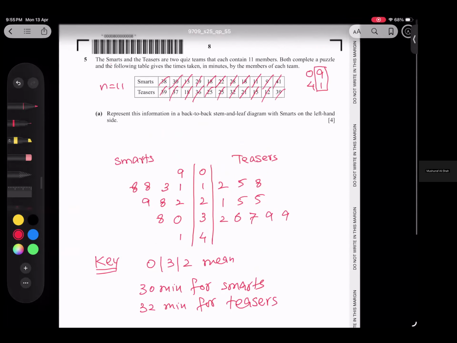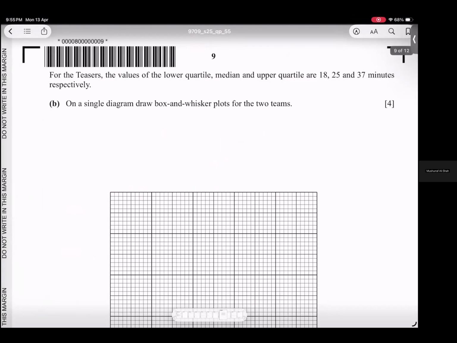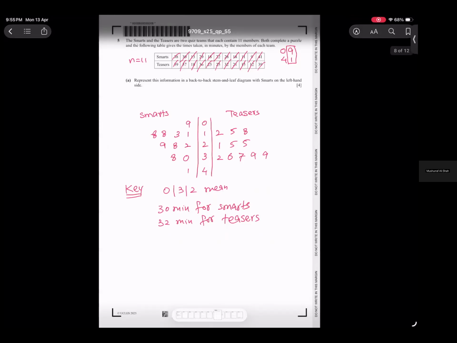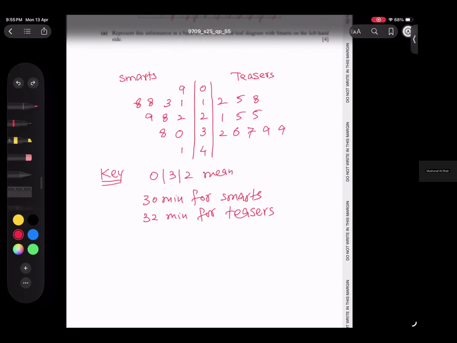The next part is saying here that the values of the lower quartile, median, and upper quartile are given. Okay, and on a single diagram, draw the box for both teams. So we have to look at 5 things, students. First of all, from the previous page, I need a few things. Let's start. So Smarts, I'm looking for the values. So first of all, Smarts.